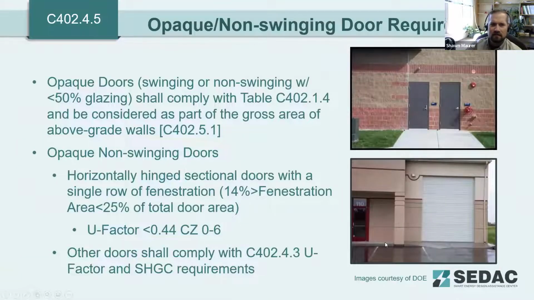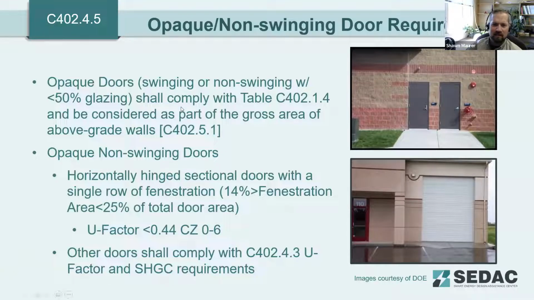So looking at the door requirements, there's been some slight expansion here for the 2021 IECC. Opaque doors shall comply with table listed values and be considered as part of the gross area of the above grade walls. So there's a little bit of clarification added there in that text. Opaque non-swinging doors, horizontally hinged sectional doors with a single row of fenestration. This detail has been added in for climate zone 0 through 6, should have a U factor of less than 0.44. And then all other doors should comply with the U factor table and solar heat gain coefficient requirements.